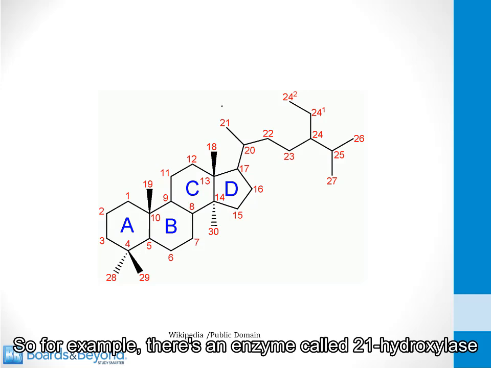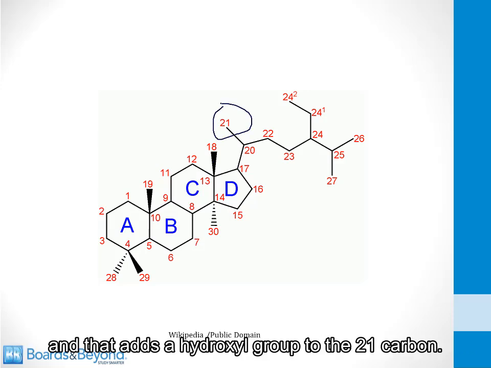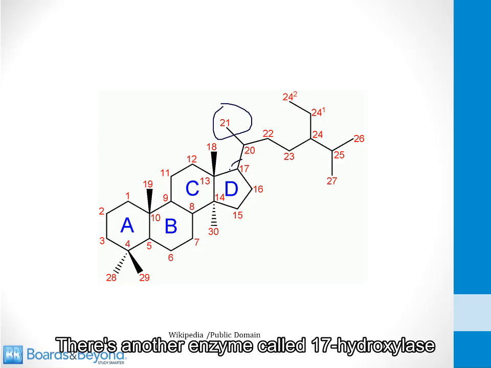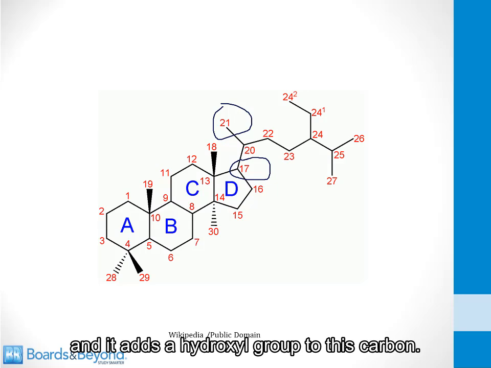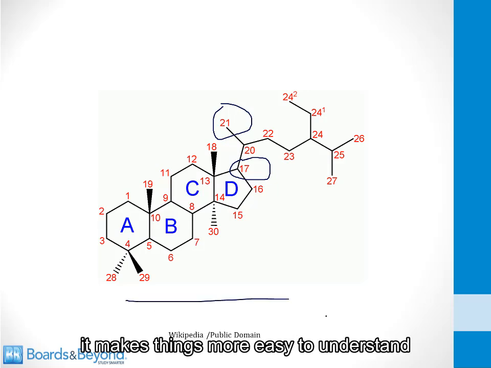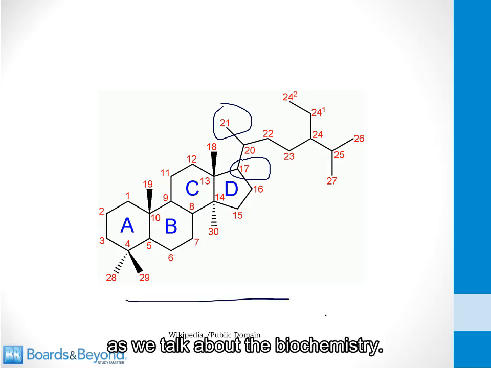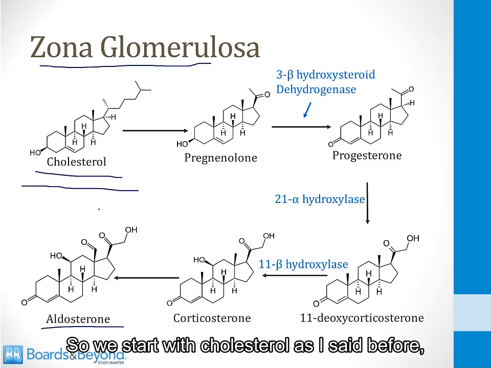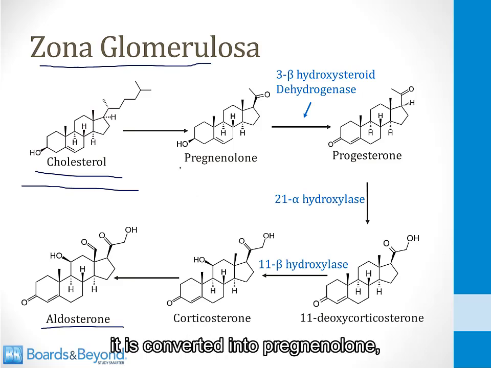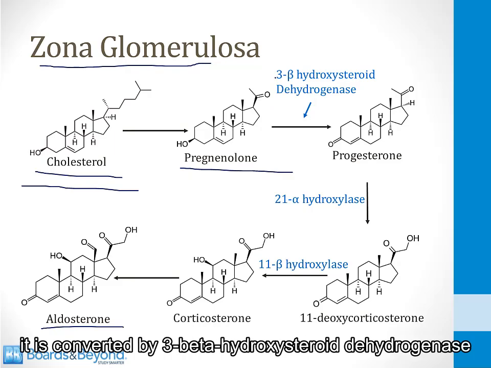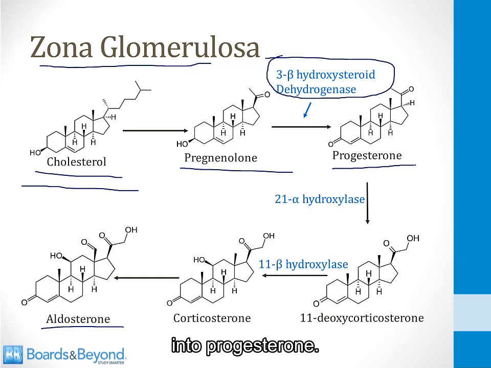So for example, there's an enzyme called 21-hydroxylase, and that adds a hydroxyl group to the 21 carbon. There's another enzyme called 17-hydroxylase, and it adds a hydroxyl group to this carbon. So if you know this, it makes things easier to understand as we talk about the biochemistry. So we start with cholesterol. As I said before, it is converted into pregnenolone, and from pregnenolone, it is converted by 3-beta-hydroxysteroid dehydrogenase into progesterone.